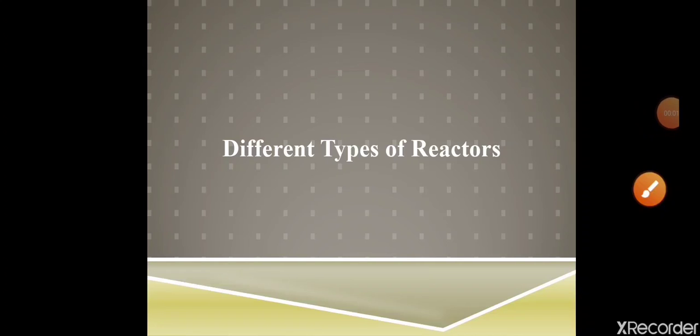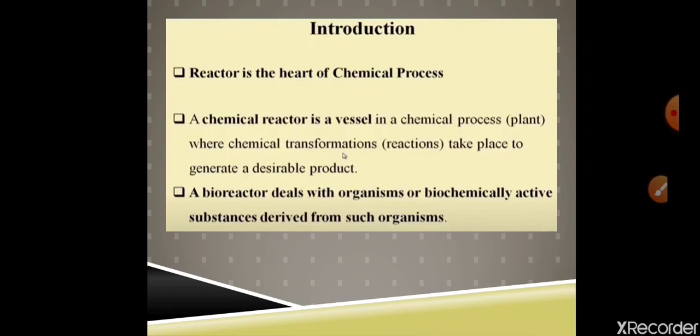Hello students, today my lecture is on different types of bioreactors. I will try to discuss what we mean by reactors. The reactor means the vessel in which the reaction takes place. A chemical reactor is a vessel in a chemical process or plant where the chemical transformations take place to generate the desired products.